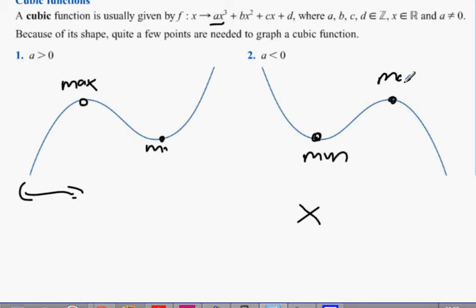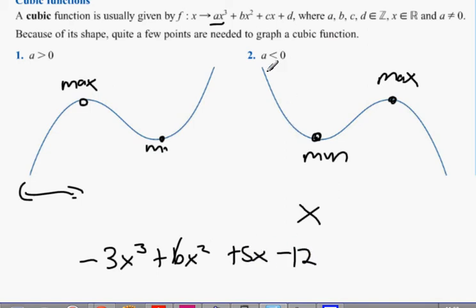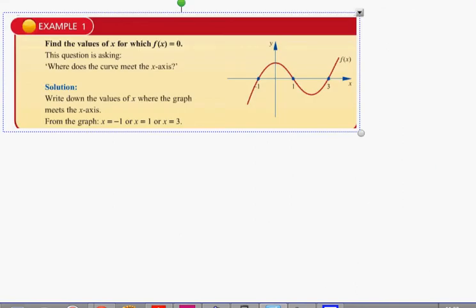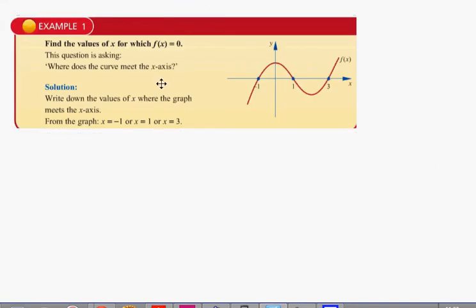An example of something like this would be minus 3x cubed plus 6x squared plus 5x minus 12. What would you think of that? Similar shape to this one. Here, change the d value at the end, it brings it up or down. Perfect. Alright guys, moving on.